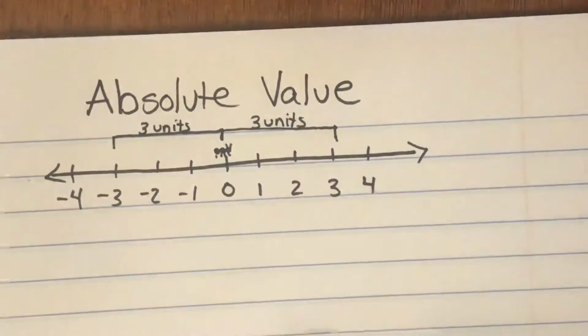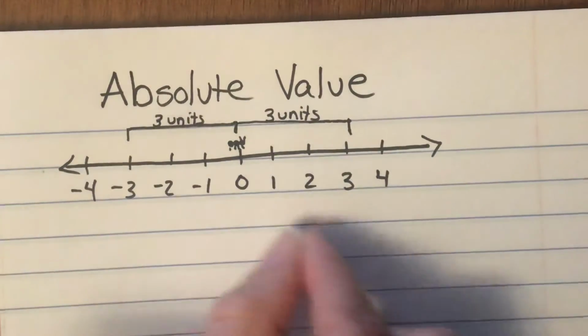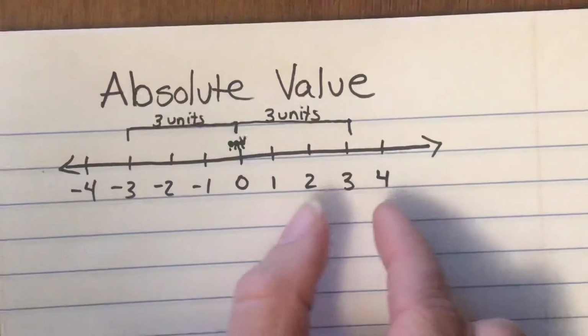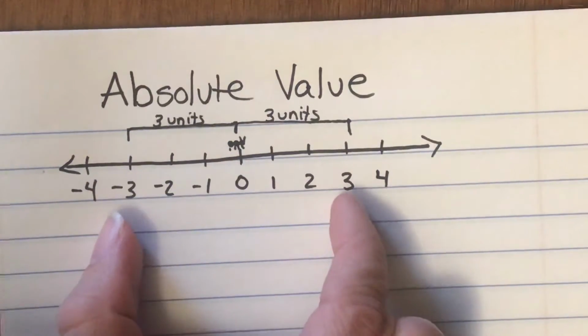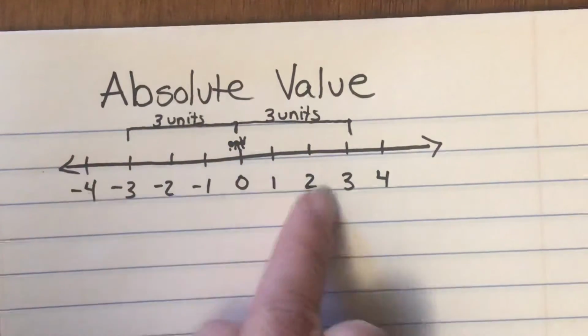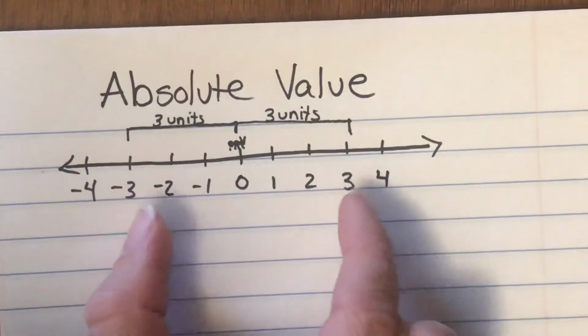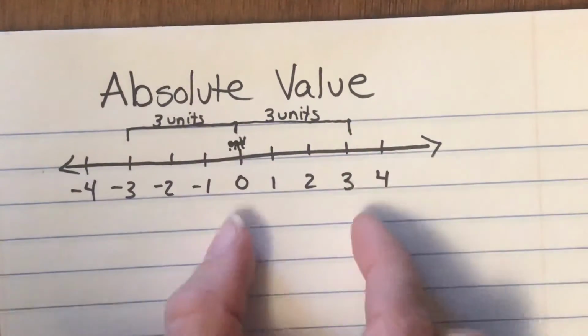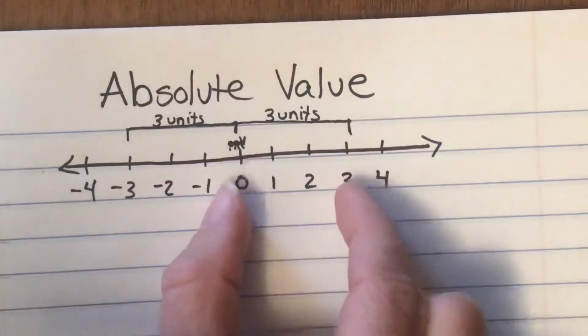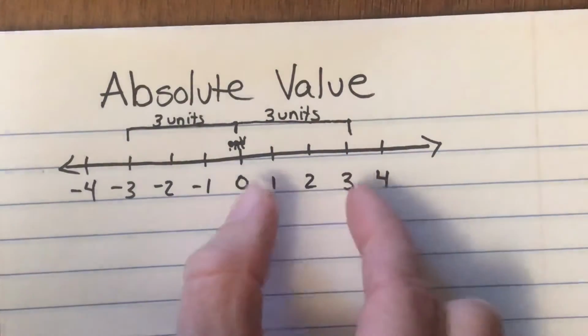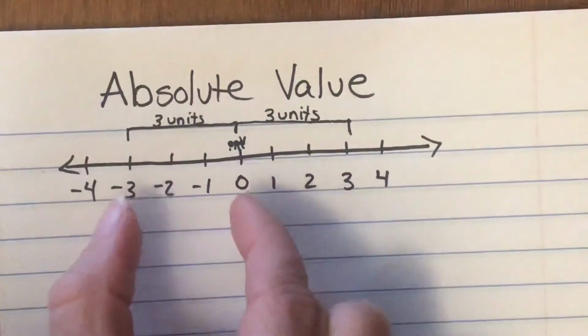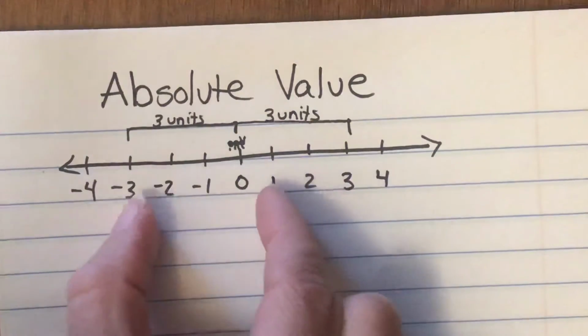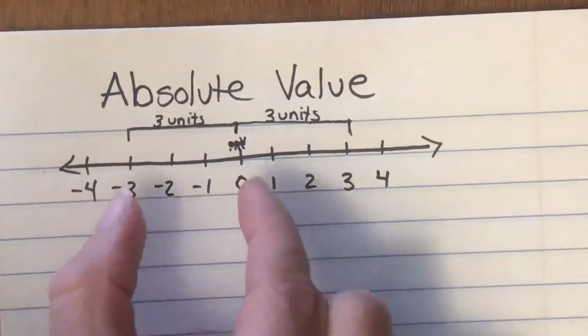And so it does not matter what direction you move in away from 0. Remember, these are opposite numbers from each other, right? 3 and negative 3 are opposites of each other. We call this distance the absolute value. So what we would say is that the absolute value of 3 is 3 units away from 0. And we would say the absolute value of negative 3 is also 3 units away from 0.